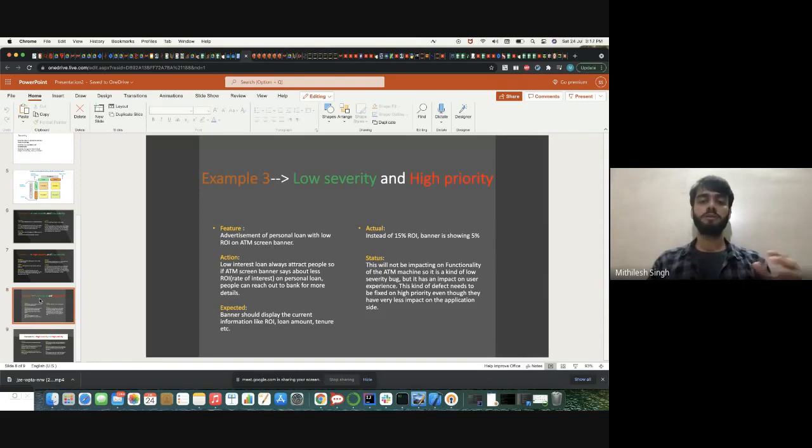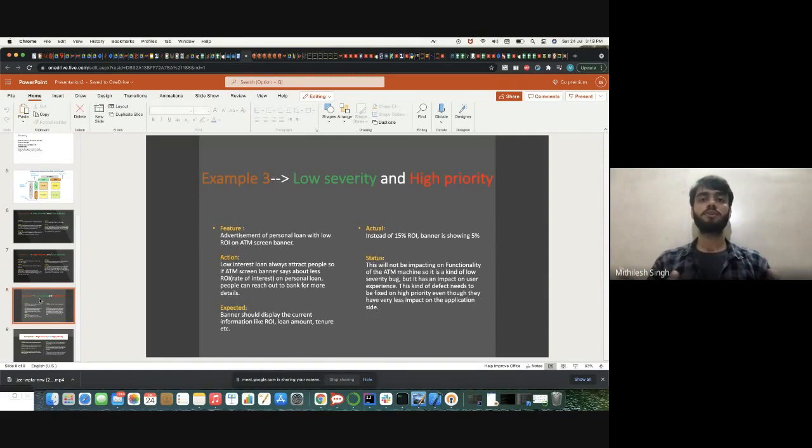So suppose it is displaying that there is 5 lakh rupees at 5% rate of interest, but that is not correct. Suppose it is 15%, but because of some technical issue it is showing 5%. If you see this kind of information, you will visit the bank and try to find out how you can avail that amount at 5% rate of interest. Then you will get to know, no, it is not the true one. Might be because of some technical issue that the ATM machine is not providing the correct information. It's 15%, not 5%.